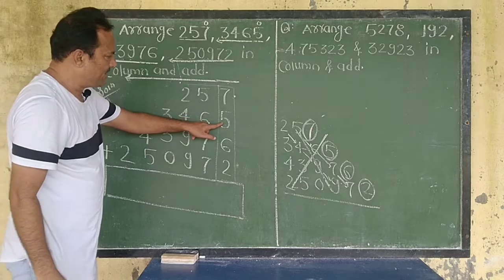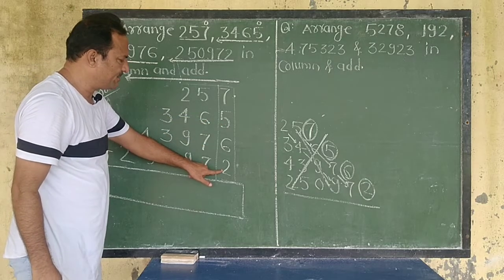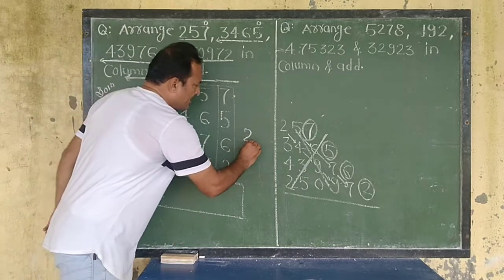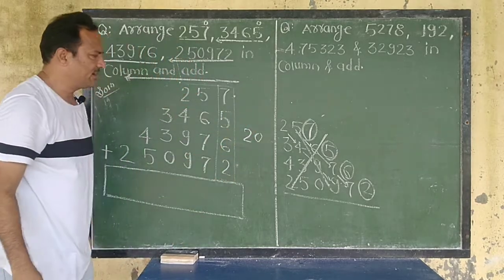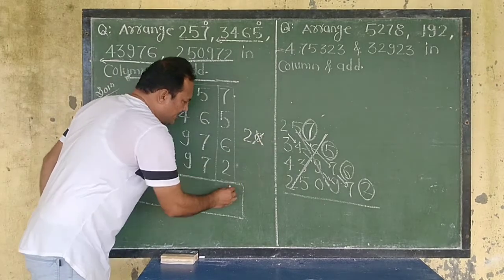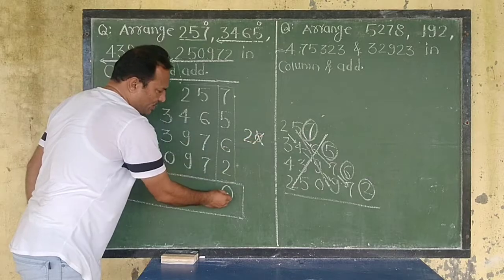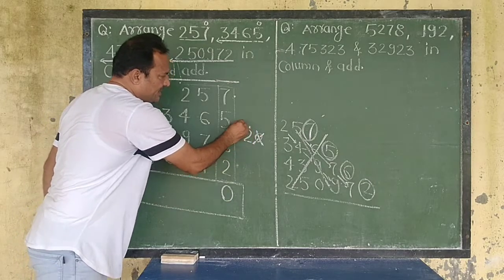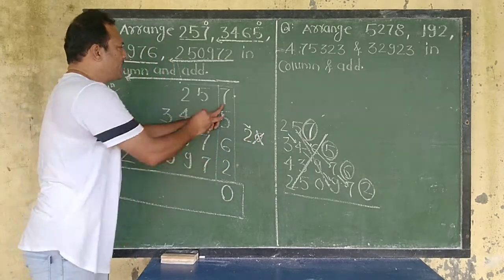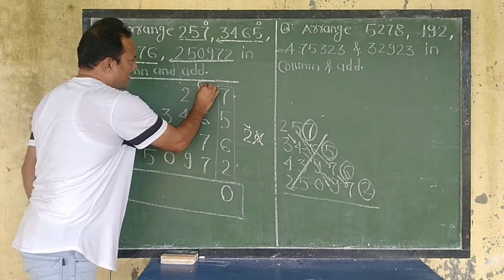7 plus 5, 12. 12 plus 6, 18. 18 plus 2, 20. 20 is a double digit. In this double digit, always write the ones digit below, because we added all these numbers. Write 0, the ones digit, here. The remaining number is 2. Then we have to carry 2 to the next column.